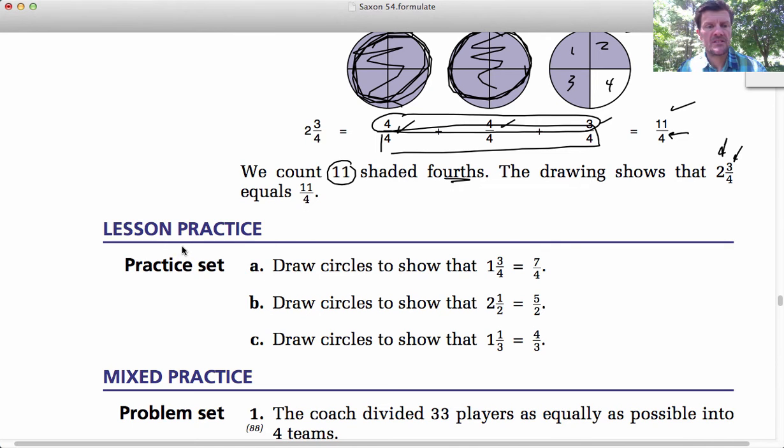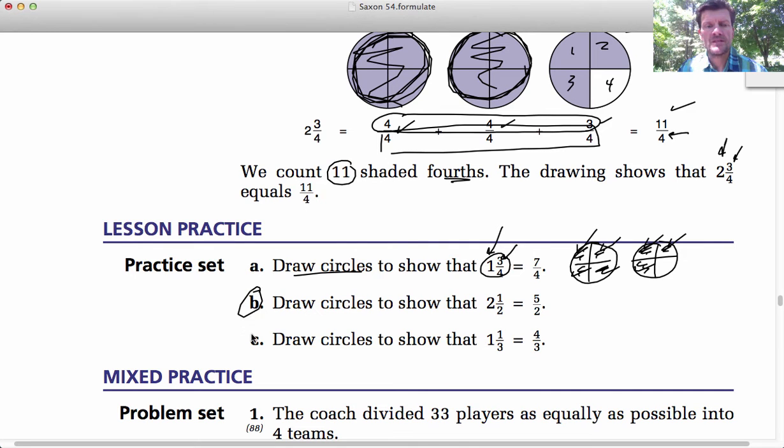So let's look at this practice set here. It says draw circles to show that 1 3/4 is equal to 7/4. So 1, you're going to have a complete circle. All of those are shaded in. And then you're going to have another circle, but only a portion of that is shaded in. How many? 3 of the fourths. So 1, 2, 3. And that means you've got 1, 2, 3, 4, 5, 6, 7/4 that are shaded.